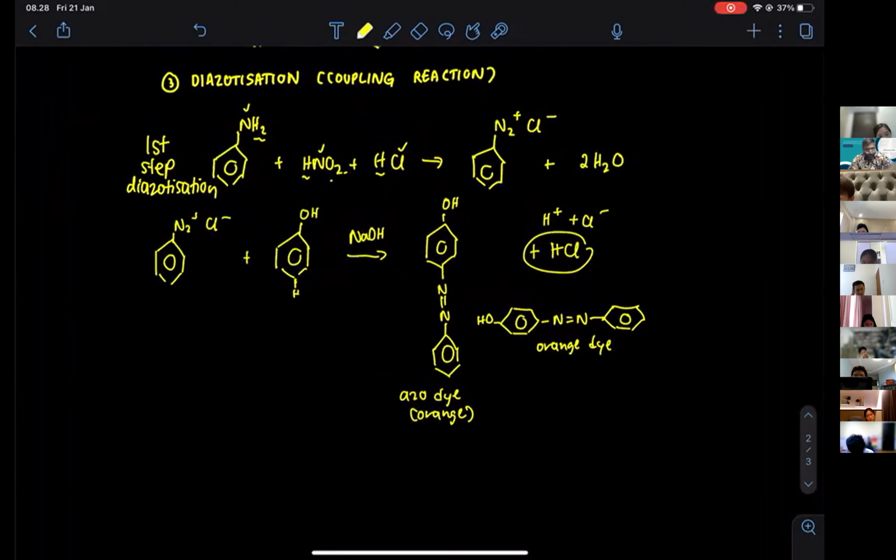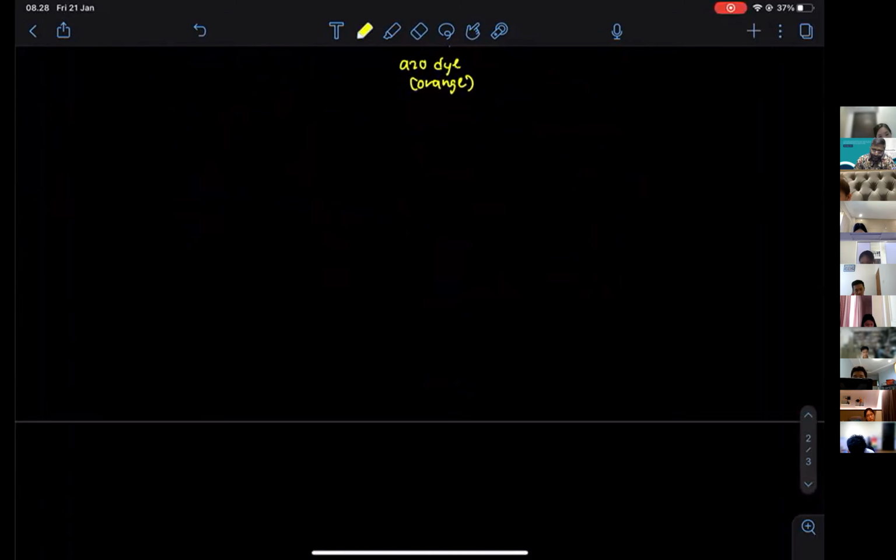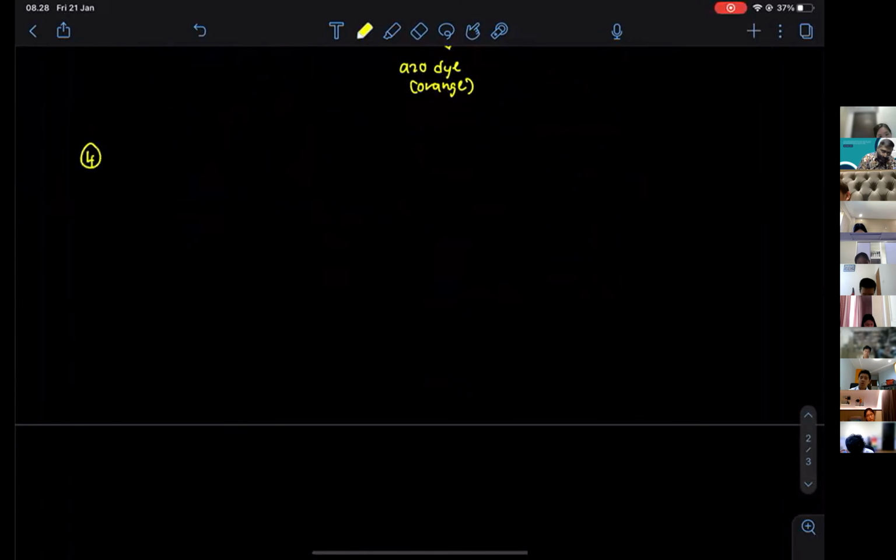So quickly, I have 2 minutes. Quickly, I'll go for number 4 and number 5. Number 4 and 5 is quite simple. Reaction with Br2. This one is going to be aqueous. Bromine water will be decolorized immediately. And then this one, reaction with dilute HNO3.